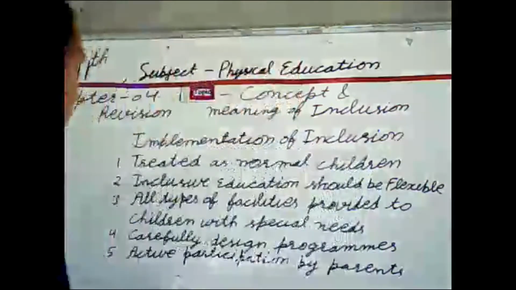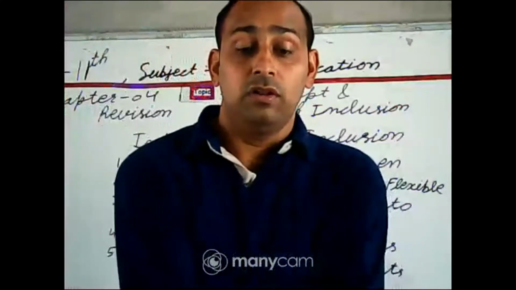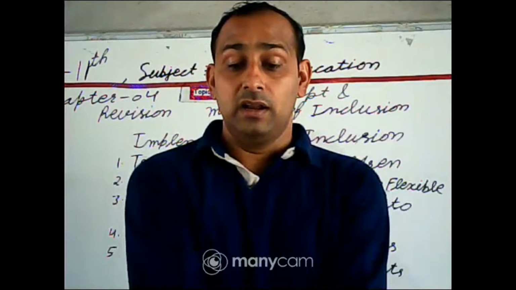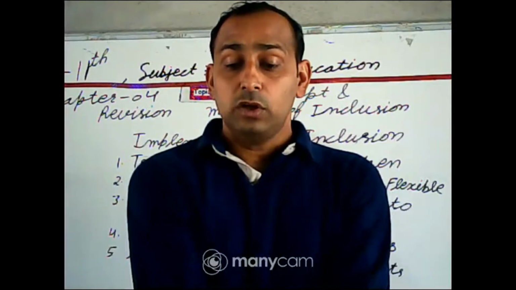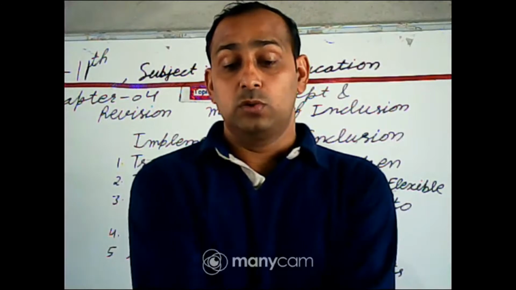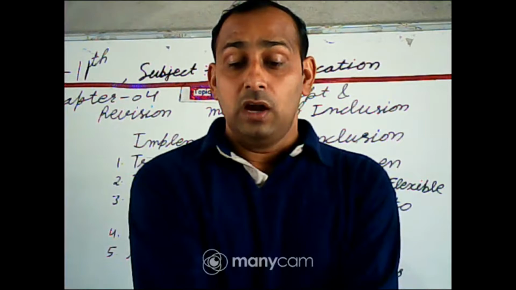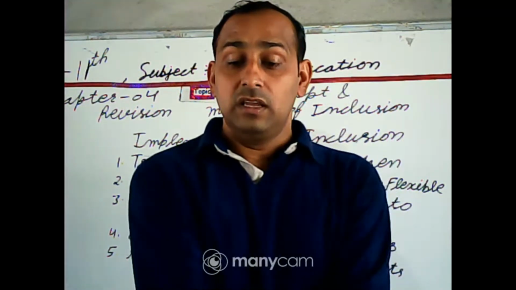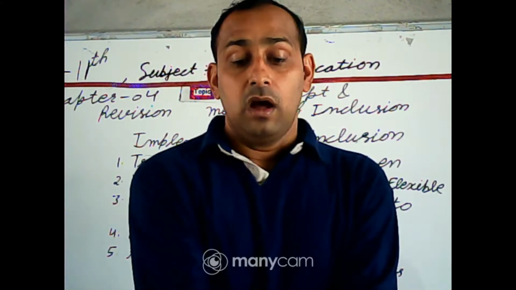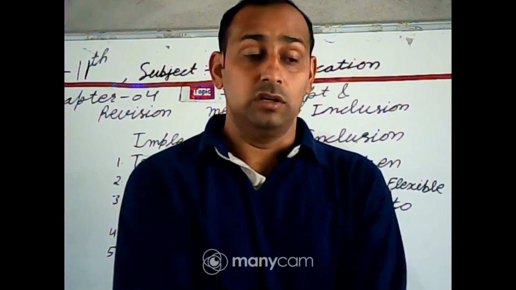Next, last point is active participation by parents. Parents should be taken as a resource and be involved in decision making processes to enhance their child's learning. They are to be made partners in education so that collaborative effort results in effective inclusive education. These are the 5 points.